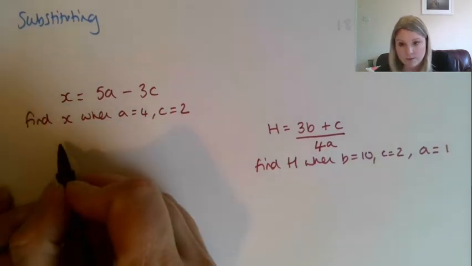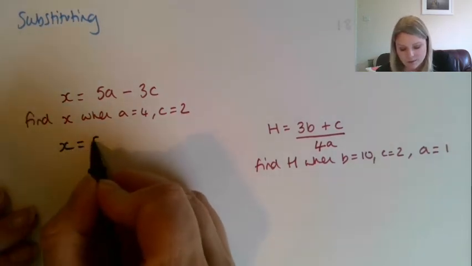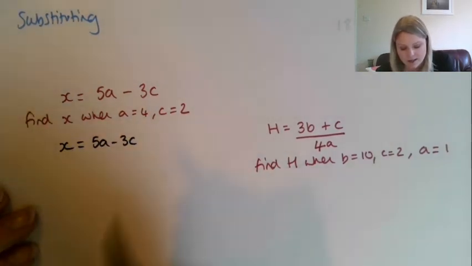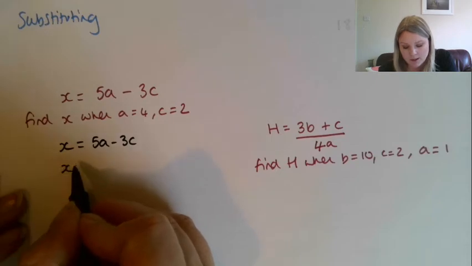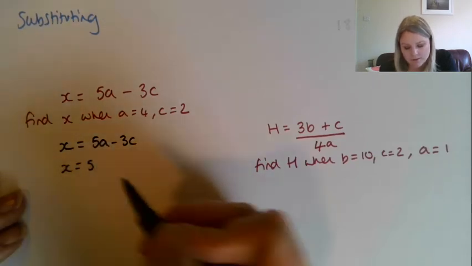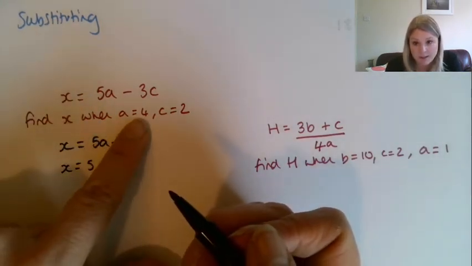So first step is to rewrite the equation. So x equals 5a minus 3c. Then write it, but replace the letters that you know the values of with their value. So x equals 5 multiplied by a, and a is 4.